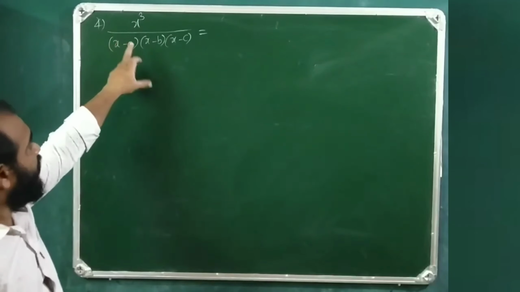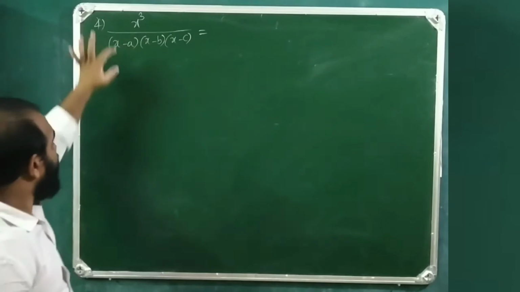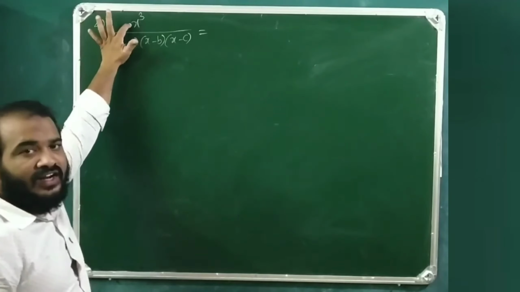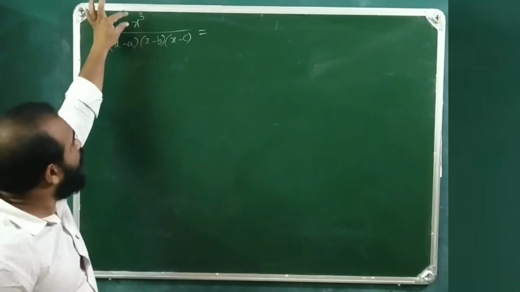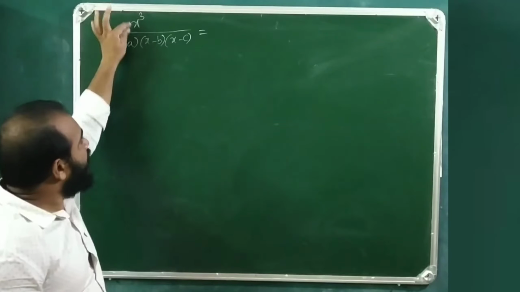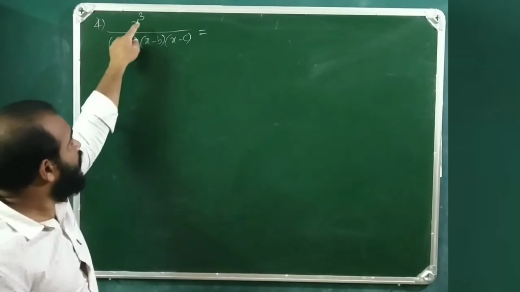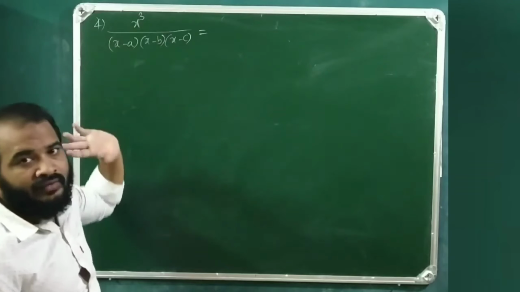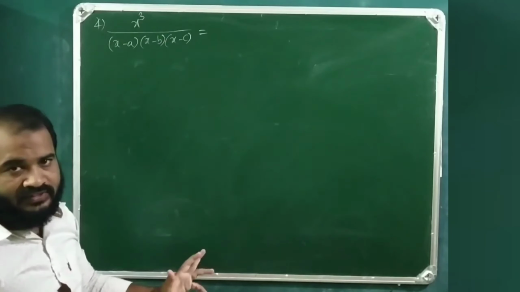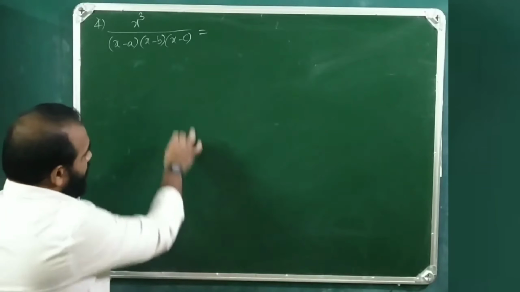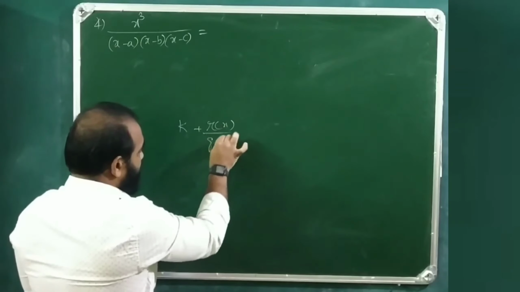Fourth question is the last question from exercise 7c. So here this is clearly an improper fraction, because the degree of both the numerator and denominator is x cube only. So that is 3 only. So degree of f of x equals degree of g of x. So k plus r of x by g of x.